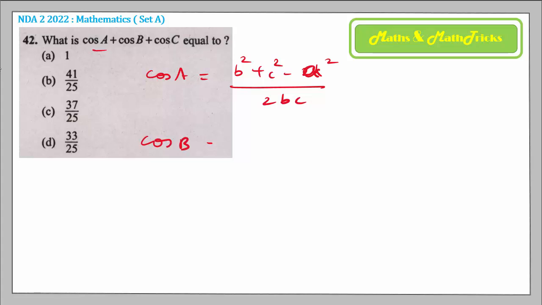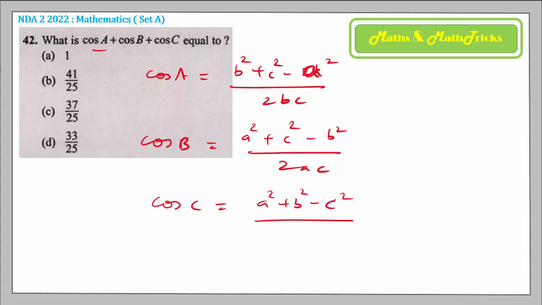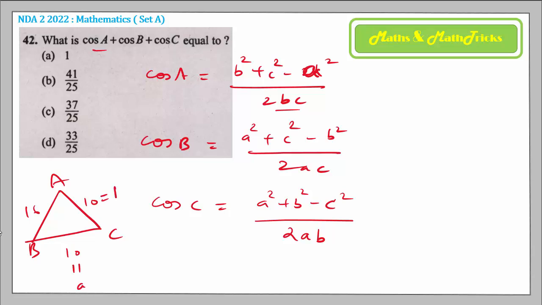Then the cos B formula is A square plus C square minus B square by 2AC, and the cos C formula is A square plus B square minus C square by 2AB. This is the formula for cos A, cos B, cos C. So now we have the values, so you can clearly see. This is A, this is opposite, which is B, this is opposite to C, which is C.